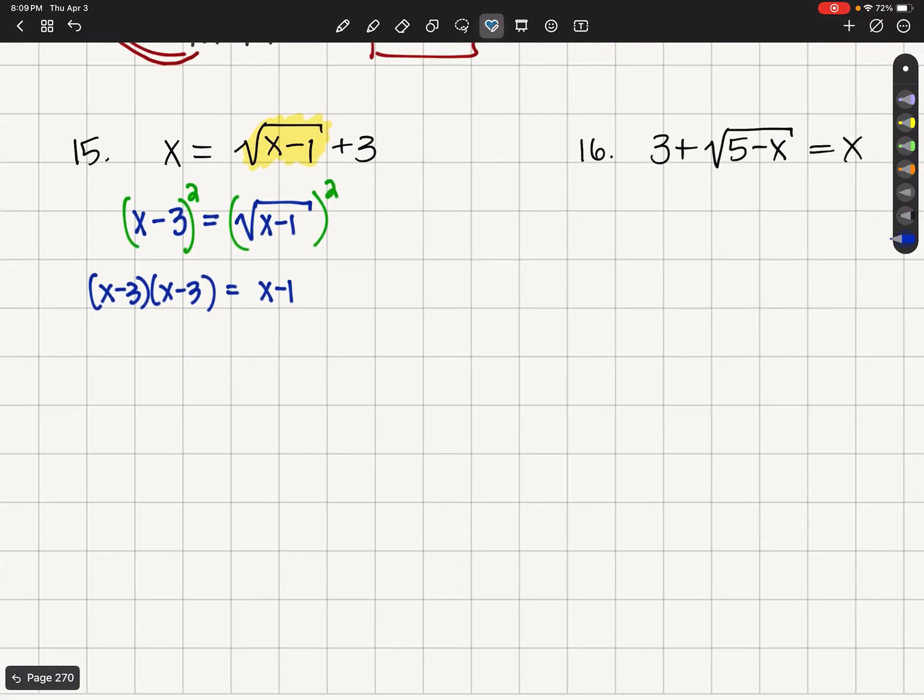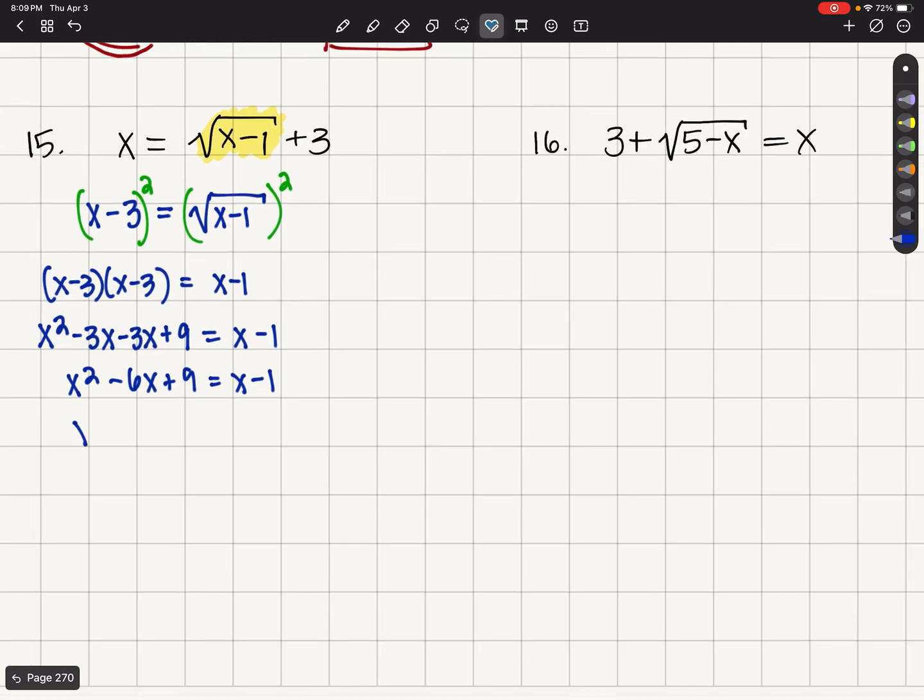So we're going to leave that right side just for a moment, and we're going to FOIL out the left-hand side. When I FOIL that out, I get x squared minus 3x minus another 3x plus 9 equals x minus 1. That's x squared minus 6x plus 9 equals x minus 1. I'm going to subtract x from both sides. That's going to give me x squared minus 7x, and I'm going to add 1 to both sides, which would change that 9 to a 10.